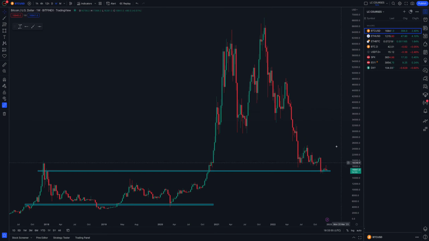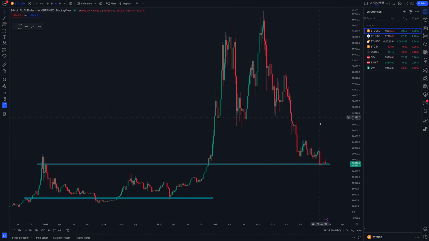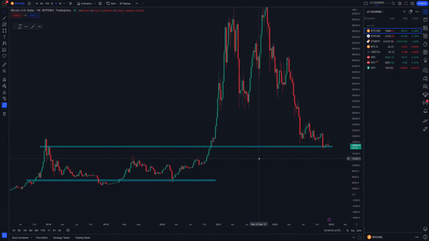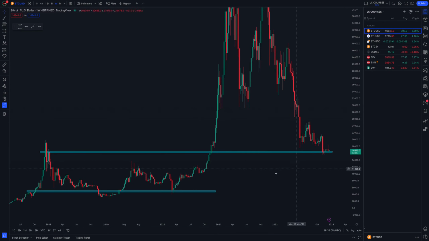and as you can see, price has come all the way back down, back to this level of around 16k from 69k. So huge decline, but as you can see, this level being respected despite how old and how previously tested it was.